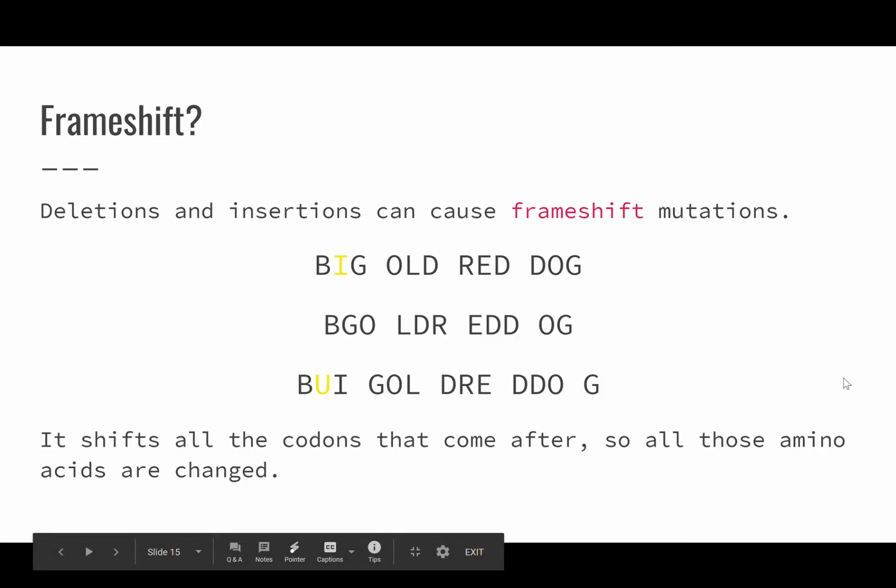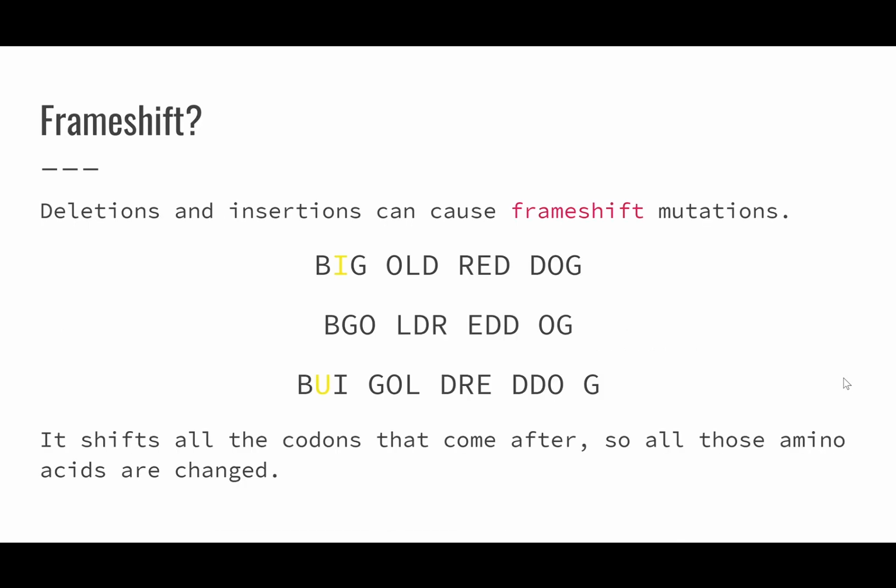Okay, and so back to the frame shift. I said earlier, you could either delete or insert a single base pair, and this is going to change the whole way that you would read the codons, because the codons have to be read in 3s. So if you stick in an extra letter or you take one out, then you're going to have an issue. So let's say here we've got a set of codons and they spell out big old red dog. I'm just going to use words to represent this.